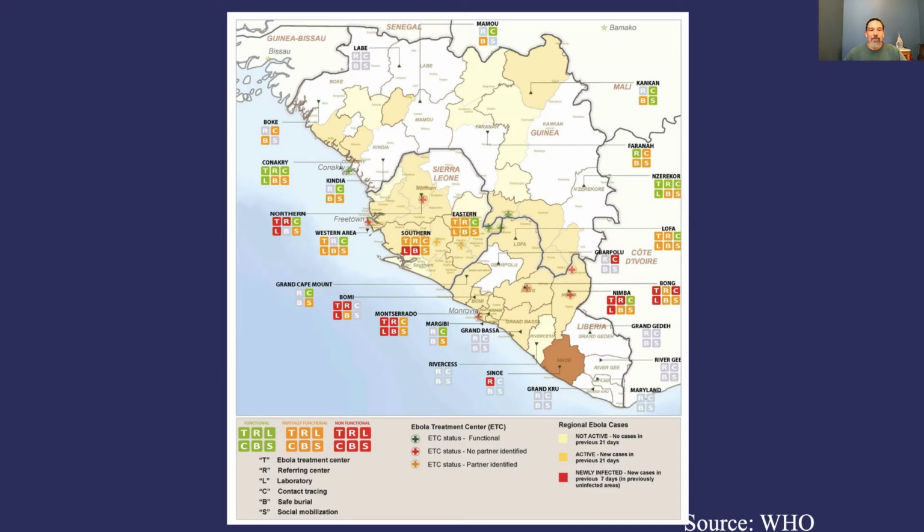Okay, so this slide shows the geographic distribution of Ebola treatment centers in the region, as well as laboratories and contact tracing programs, places where safe burial procedures have been set up. And the letters and blocks indicate each of the components of the response to the outbreak. And the color coding refers to, in red, where these activities are really not functional, even though they may be claiming that they exist, they're not up and running. Whereas in green, it's indicated that these activities are functional.